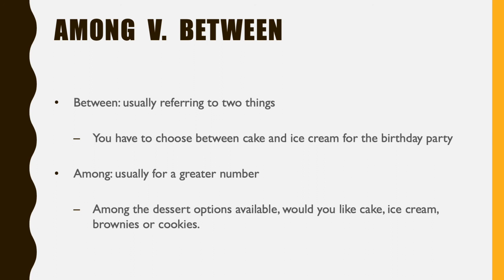So the first one is among versus between. So between is usually referring to two things. You have to choose between cake and ice cream for the birthday party. When someone is using among, it's usually for a number greater than 2. Among the dessert options available, would you like cake, ice cream, brownies, or cookies? So you can typically tell which one you should use. If you have two items, use between; if more than two, you'll use among.